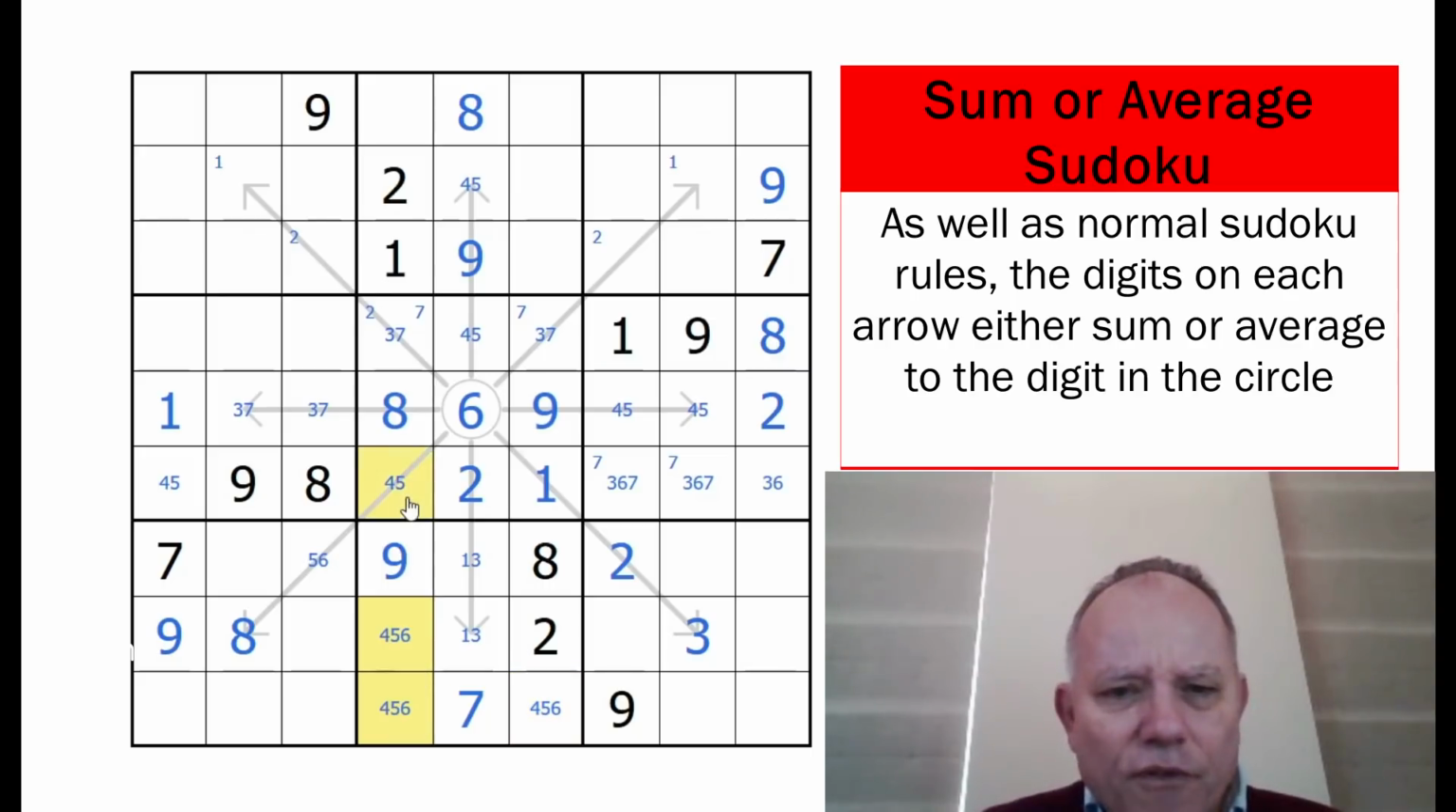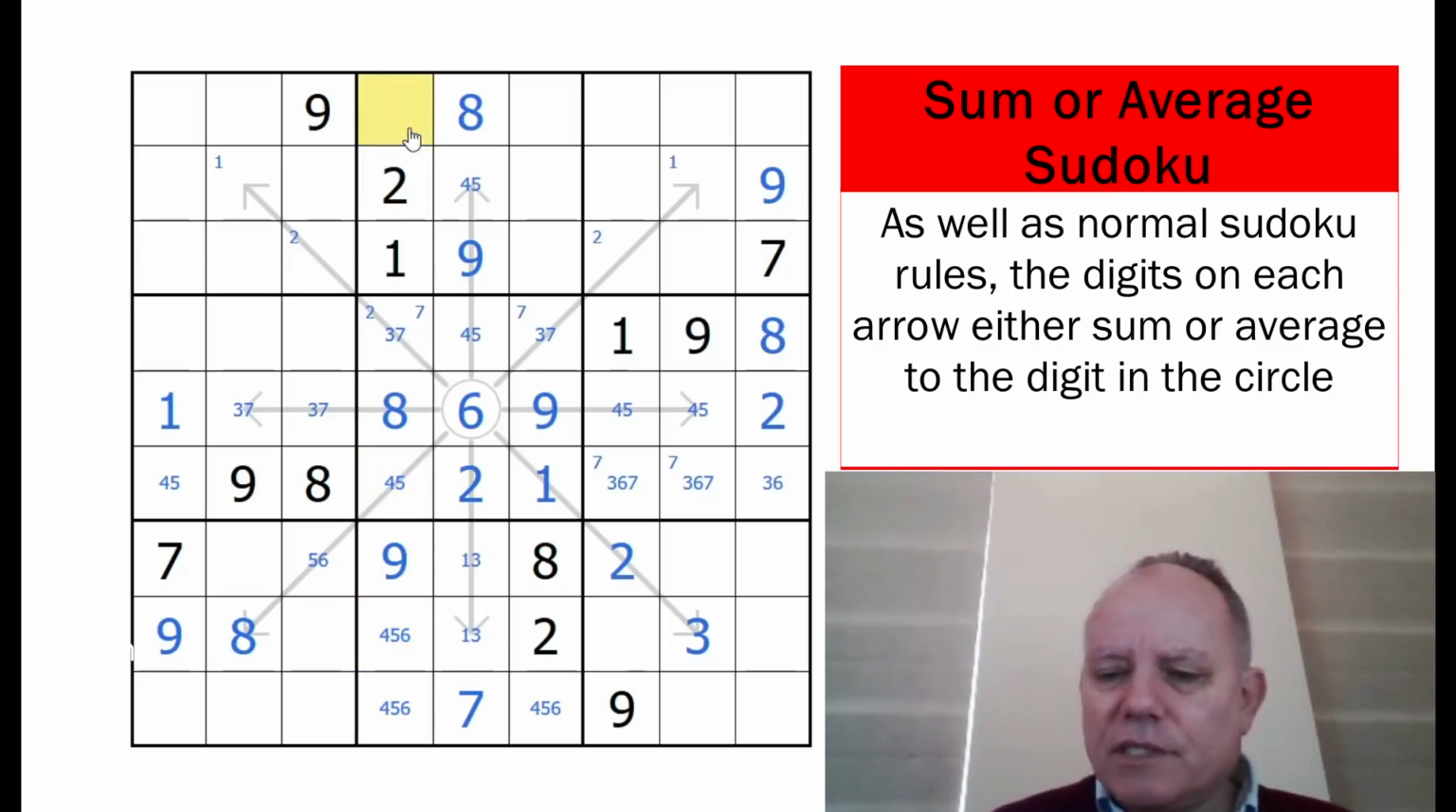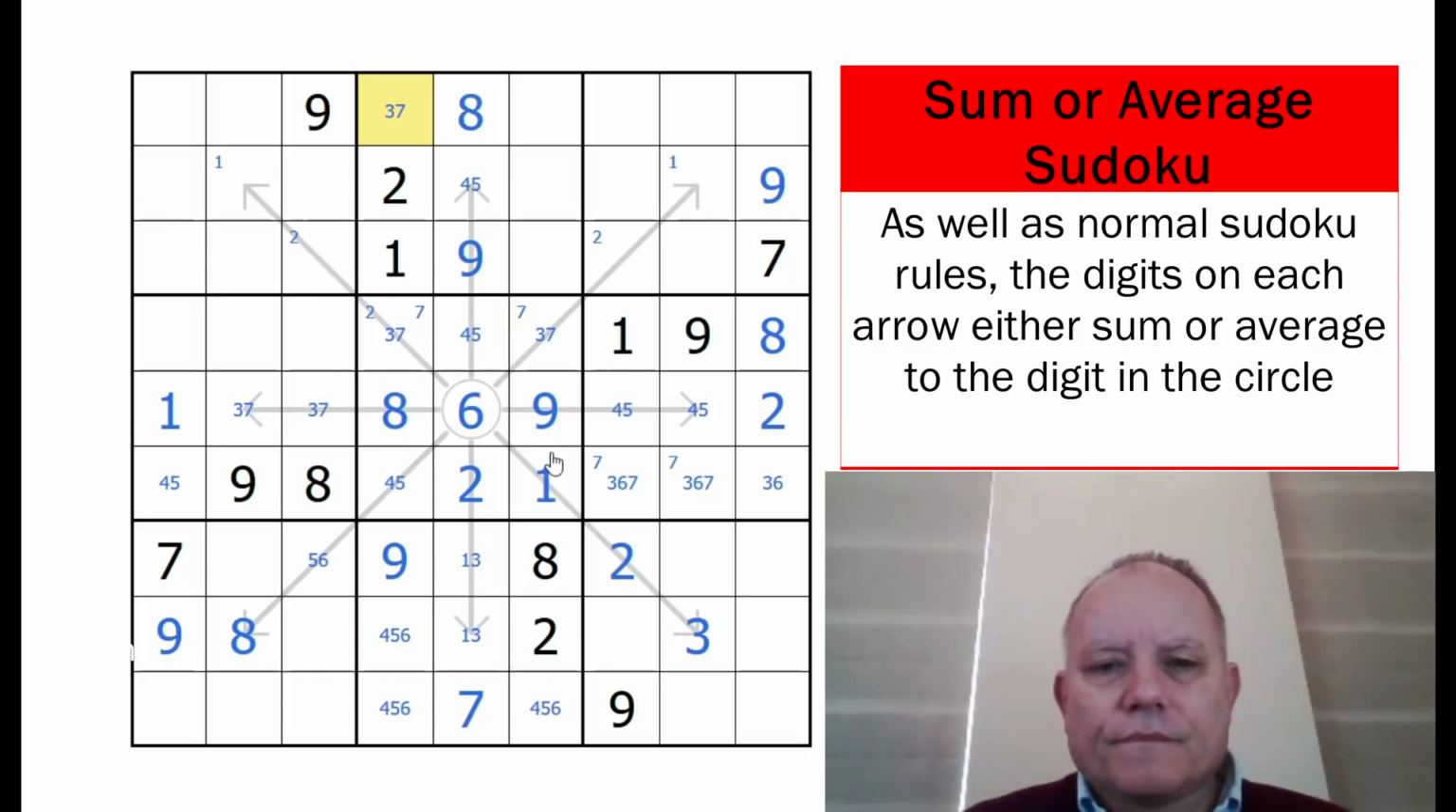That's giving us a triple. 4, 5, 6 there. This must be 3 or 7. Not sure if that helps much. 2, 3, 9. Oh, 8 can be placed in this box. Oh, that's quite interesting. 8 is in one of these cells as well.